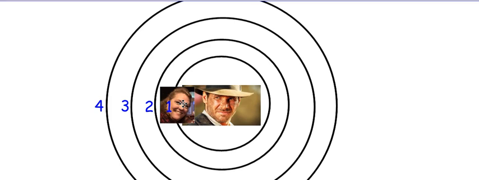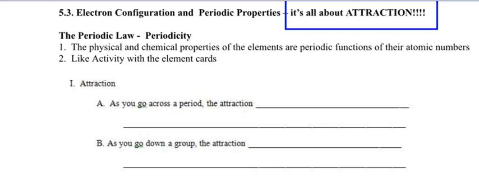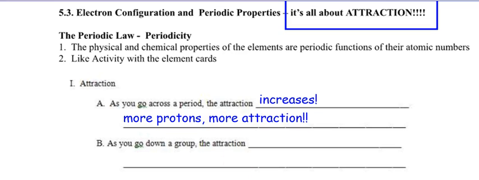Okay, so let's get back and see what this attraction has to do with these trends. Let's go back to our notes again and fill this in. Attraction. As you go across a period, what happens to attraction? Remember, Harrison Ford's my proton. I'm the electron. As I go across the period, the attraction increases. Why is that? More protons, more attraction. More Harrison Fords. Nice job. That makes you pretty happy, doesn't it?